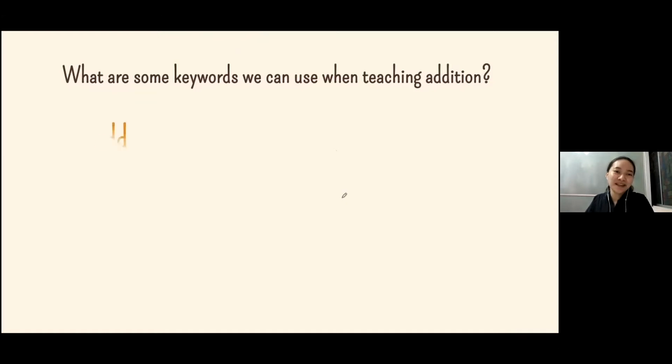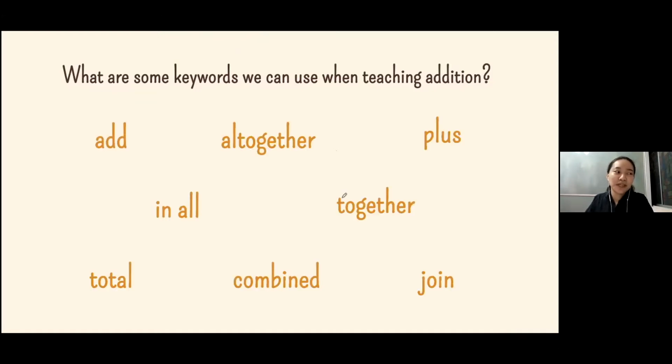Okay, so here are some keywords that I like to use. Of course, there are many other options as well. So when you are using the manipulative strategy, you have to emphasize this kind of word: add together, all together, plus, 3 plus 2, and all. In all, how many do we have? How many do we have in all? Then put together, how many do we have? What's the total, combine, join, and many, many more words you can use to teach addition.